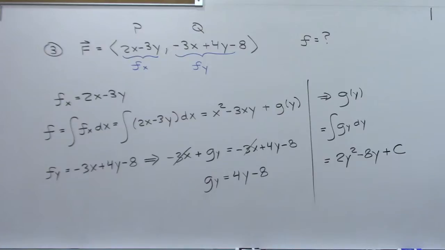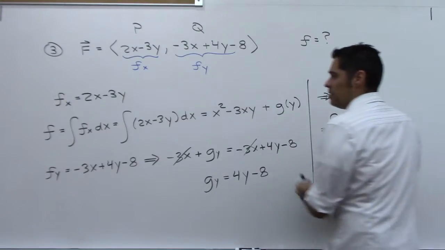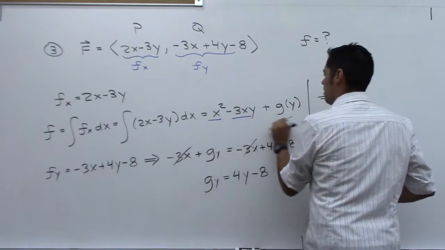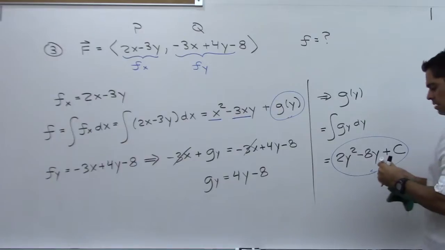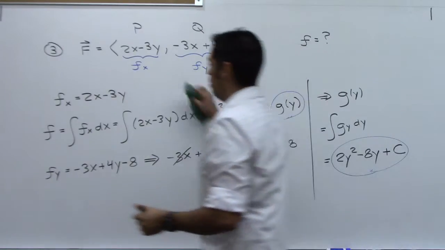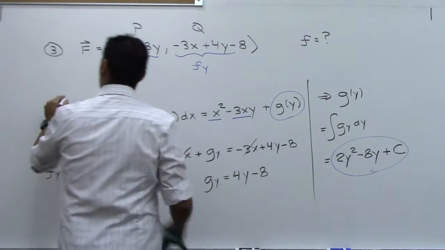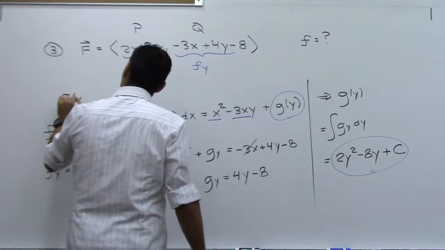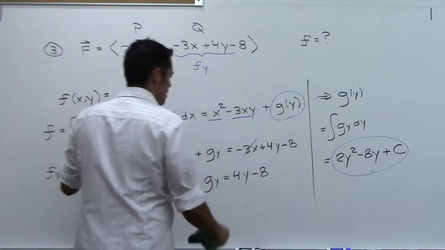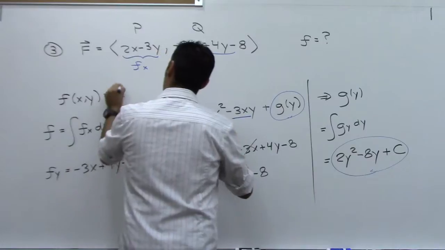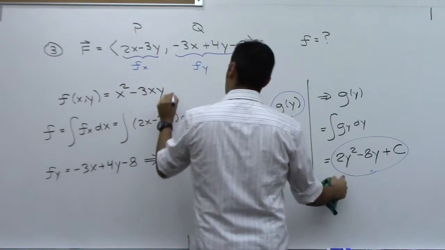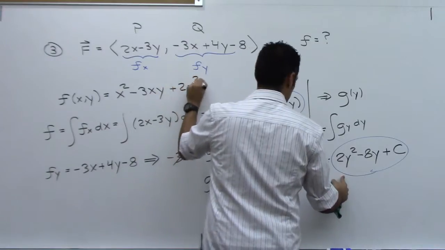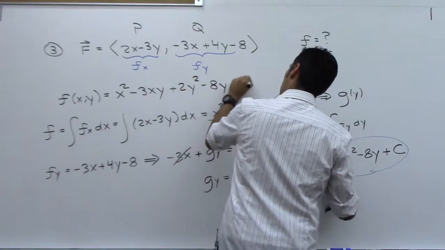So now I think I have f, right? I knew that f was this plus some function of y, and I'm pretty sure I know what that function of y is. So let's write down our conclusion. Our conclusion is that f, and you could write it f of xy if you want, is going to be x squared minus 3xy plus 2y squared minus 8y plus a constant.